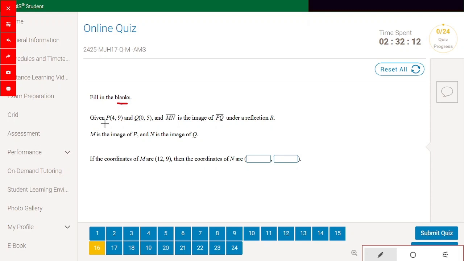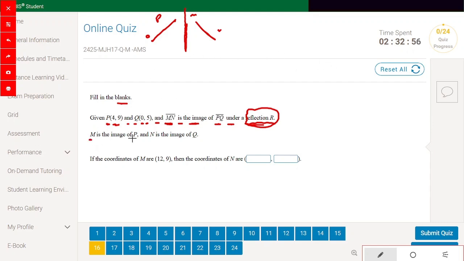Fill in the blanks. Given point B (4, 9) and Q (0, 5), and segment MN is the image of BQ under a reflection R. Here he didn't say a translation, but a reflection. This is a new term, reflection. That means there is a reflection of BQ, for example, this is BQ. So reflection means there is a mirror between BQ and MN. It will be like this, okay?